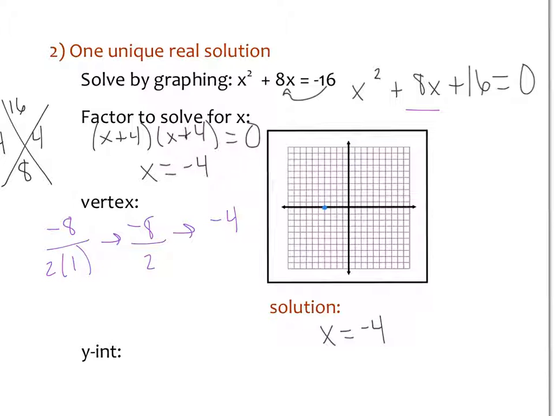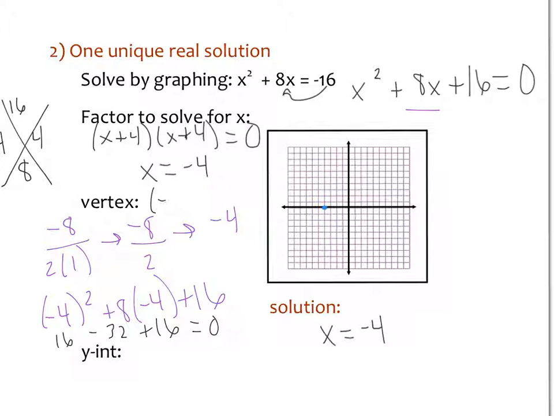So if I plug -4 in, I'm going to get -4 squared plus 8 times -4 plus 16, and that gives me here -4 squared is 16 minus 32 plus 16, which equals 0. So my vertex is (-4, 0), and if I plot that, that's actually where that one solution is right now.